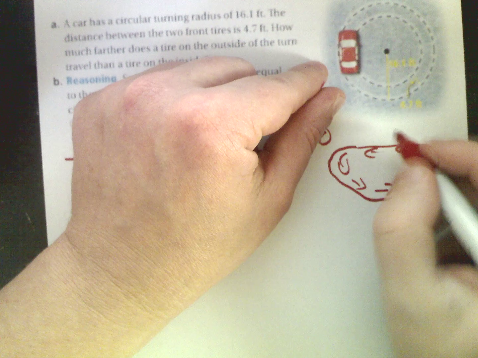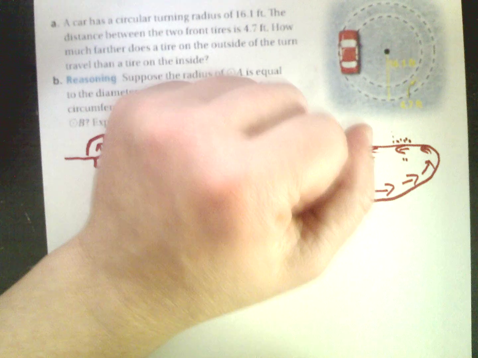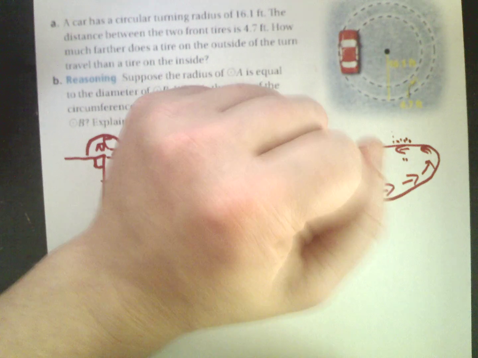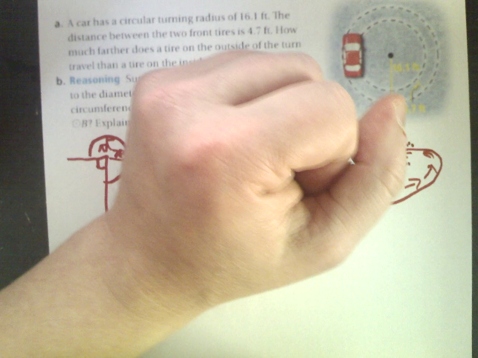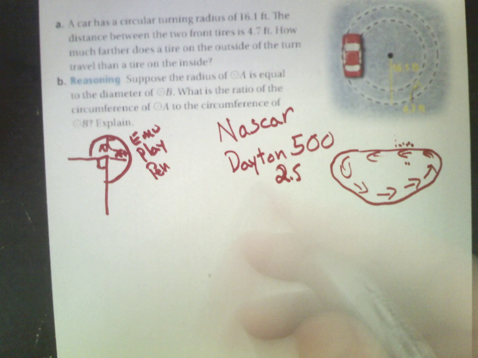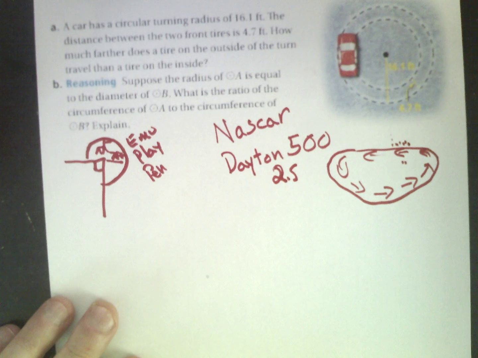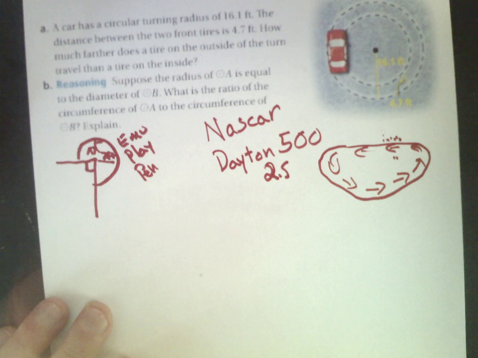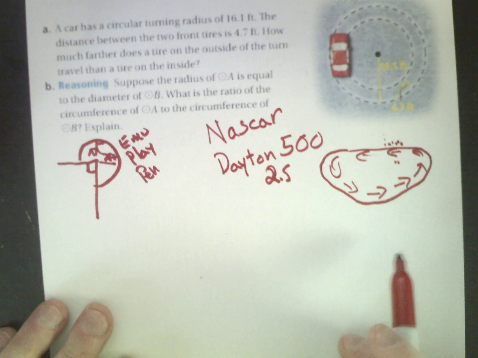So the wheels on this side are going to travel much farther than the wheels on that side, if you want to think about that. So which tires are going to wear out faster? The one thing I've always noticed about the NASCAR races is that the guys are always pulling in and changing tires. They go through multiple pairs of tires in one race.